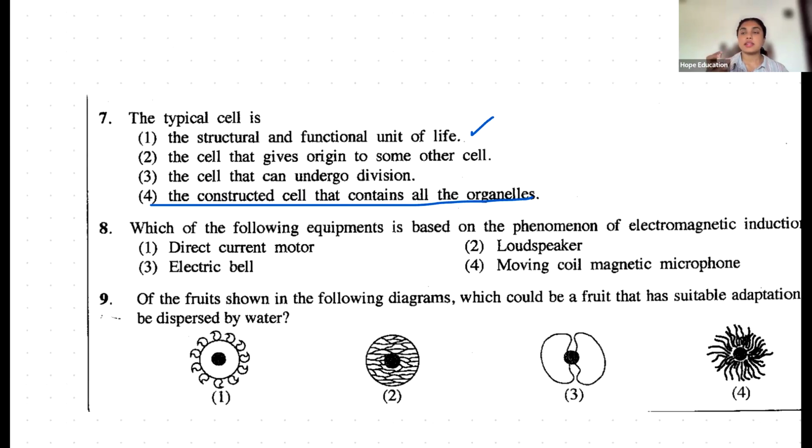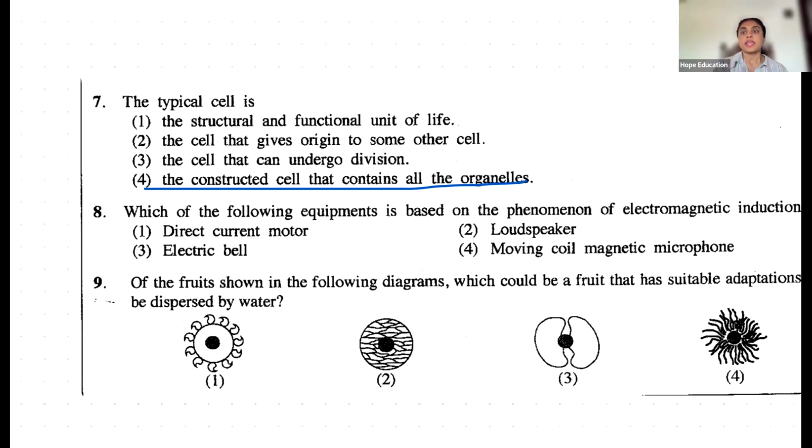Then new cells arise from pre-existing cells. And then the other one was what? All organisms are made up of one or more cells. That was cell theory. Then who observed the cells for the first time from a microscope that he made?